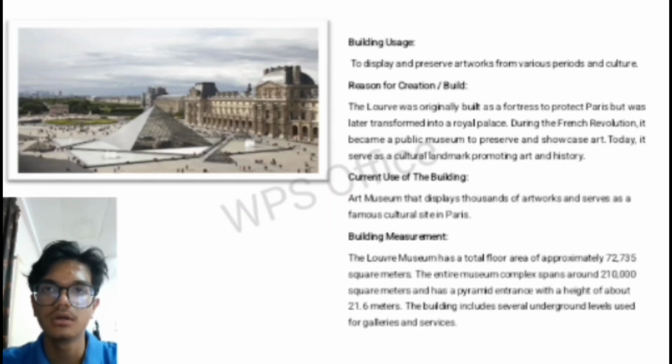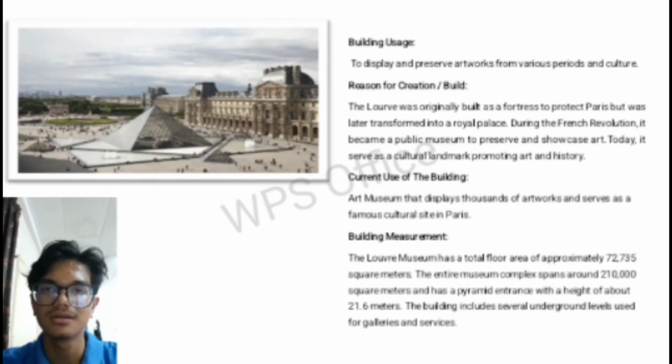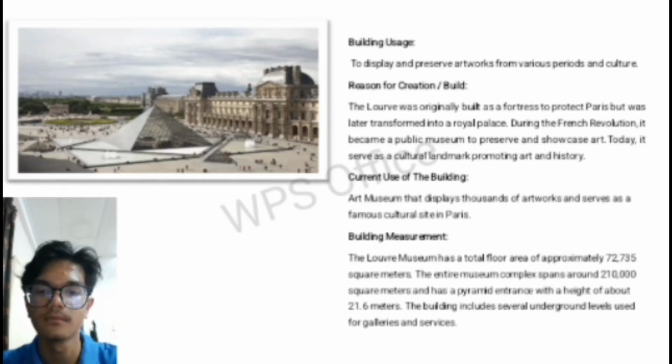The museum covers around 210,000 square meters. It's made mainly of limestone with glass and metal used in the pyramid. Inside the pyramid, materials like marble, wood and stone give the building its elegant and historic look. In summary, the Louvre Museum is not only an architectural masterpiece but also a cultural symbol that preserves history and art from all over the world.